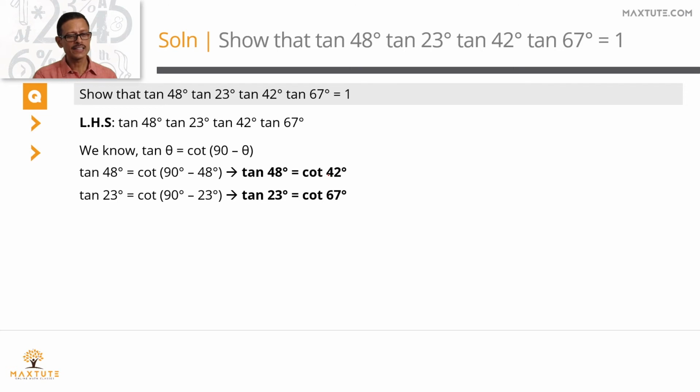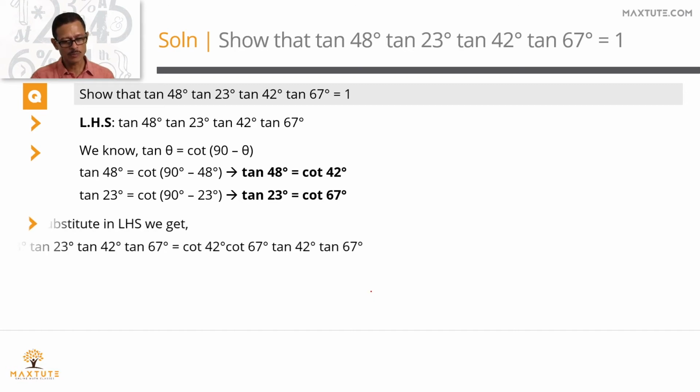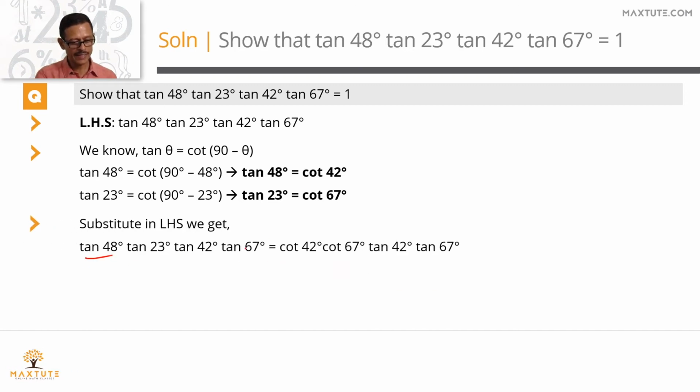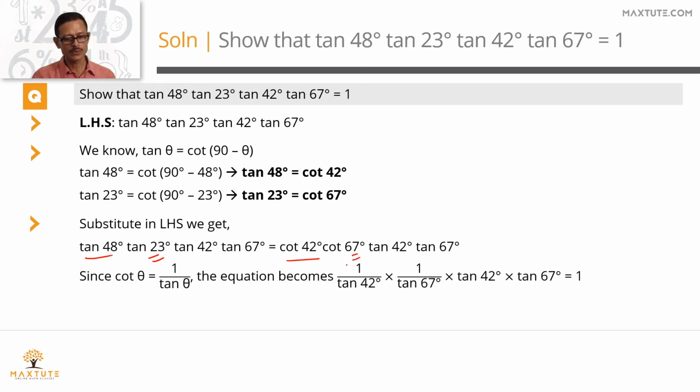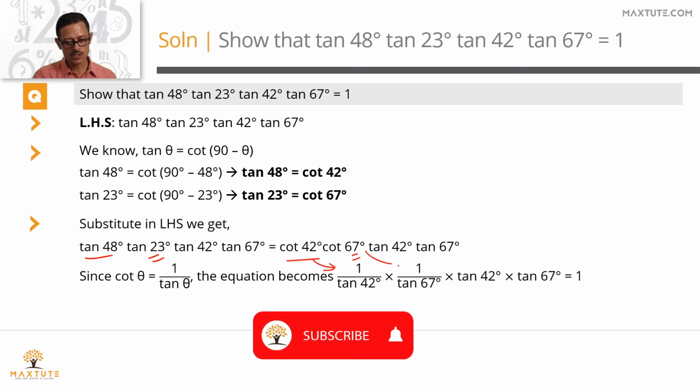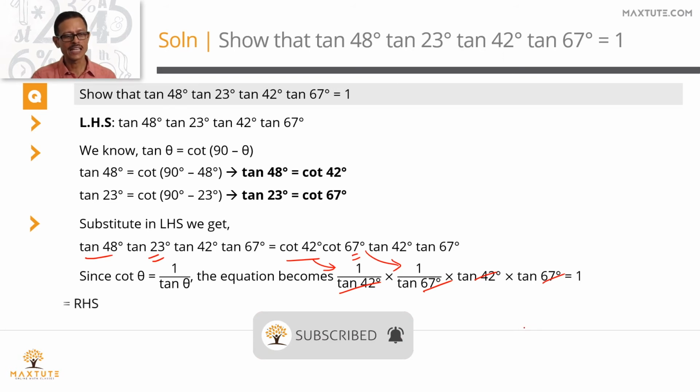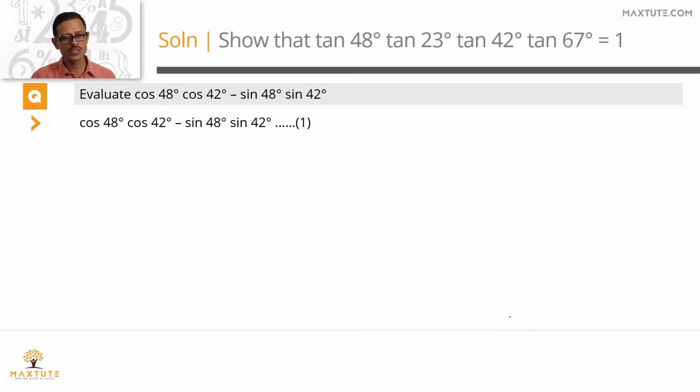Quickly summarize it in a printed form. We know that tan 48 is equal to cot 42 using the trigonometric ratios of complementary angles. Similarly, tan 23 is equal to cot 67. We're plugging in these values into this. So tan 48 has become a cot 42. Tan 23 has become a cot 67. Cot 42 is 1 by tan 42. Cot 67 is 1 by tan 67. So these terms will get cancelled to leave us with an answer which is equal to 1. So LHS equals RHS.